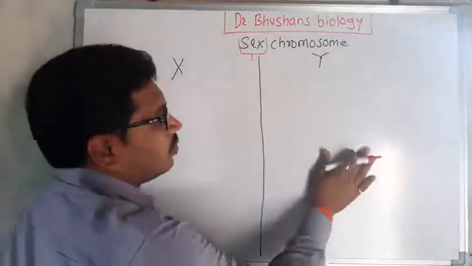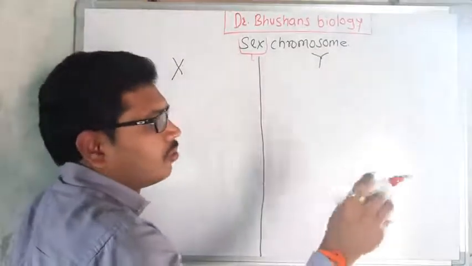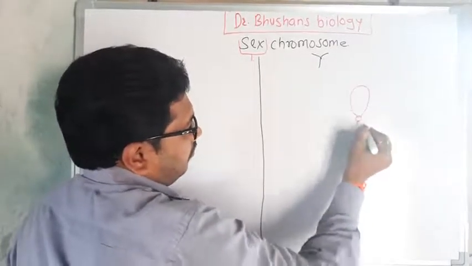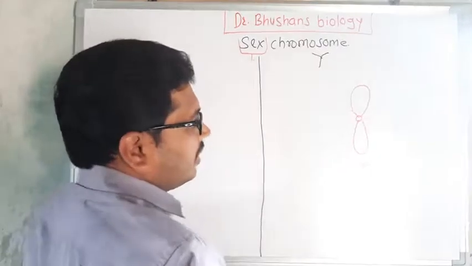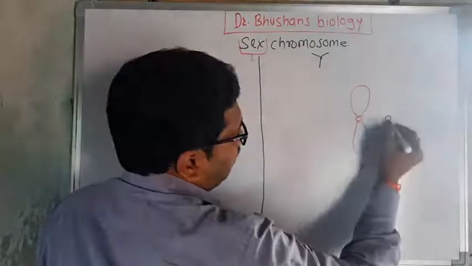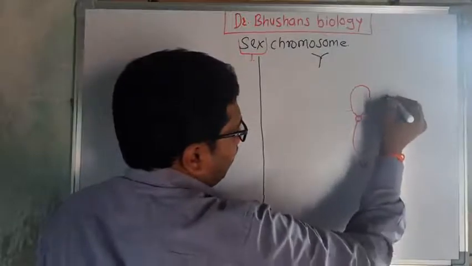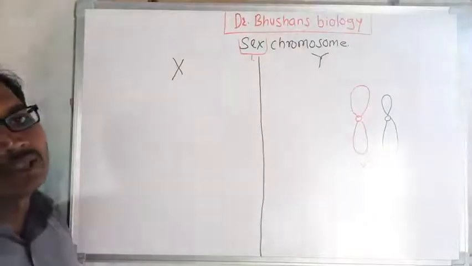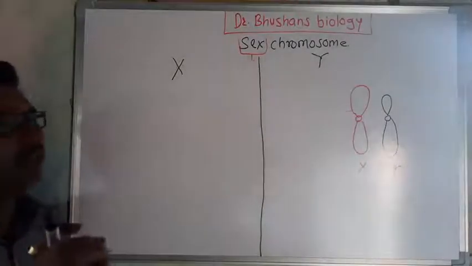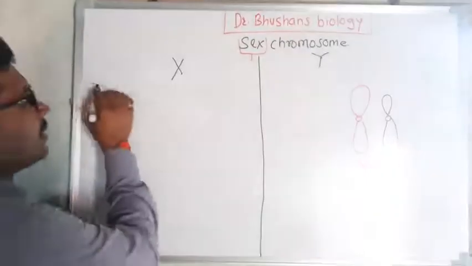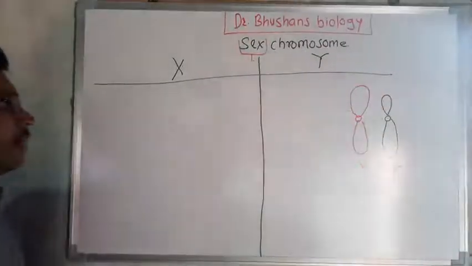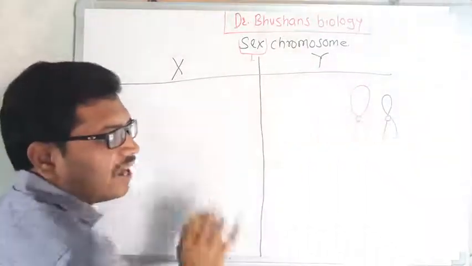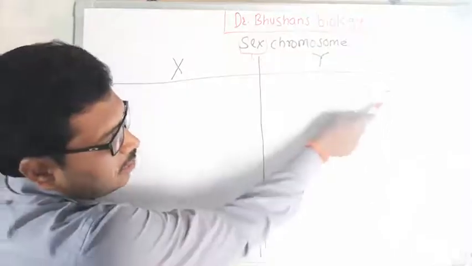Before this, I will show you the structure of X chromosome and Y chromosome. Here, this is the X chromosome, the structure of the X chromosome. This is the structure of the Y chromosome. Now, from this structure, you can get 2-3 points. What are those points? First point, you can say the X chromosome is longer than the Y chromosome.